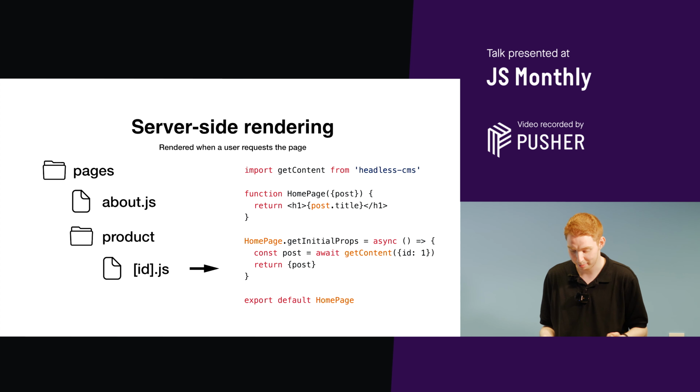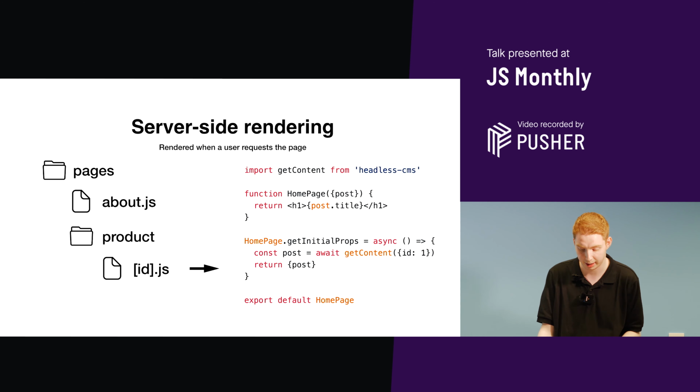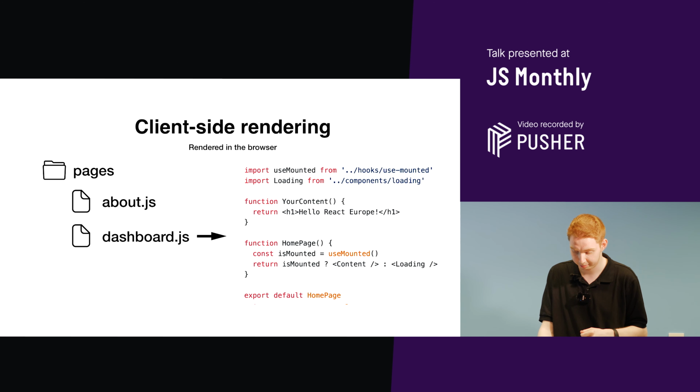So this returns a post from headless CMS, which is a beautiful library that does nothing but return one post. You can use it on NPM. It will just return ID 1, and that's it. But that's a story for another time. And this will server-side render on every request. And this is just a different page, right? We have the about.js, and we have the product ID with a dynamic ID, basically.